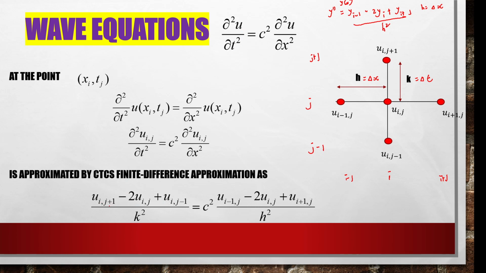So you notice that when you differentiate with respect to t, the variable i which discretizes x is fixed. We just vary the variable j, so you have j plus 1, j minus 1, and the center point is minus 2 times. And then this equals c squared.